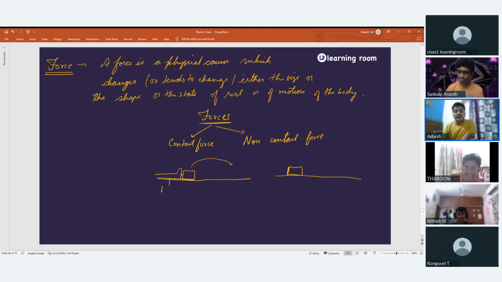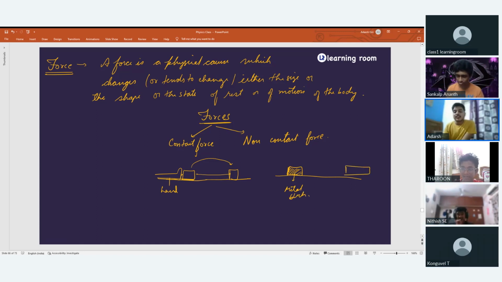If I push it by my hand, and then it slides from here to here, so it will be contact force. Non-contact force: let us say this is a metal block. I can't blow it. So what will I do?